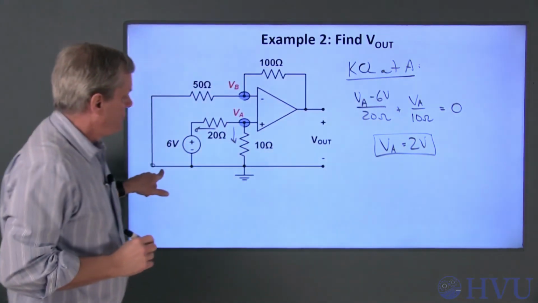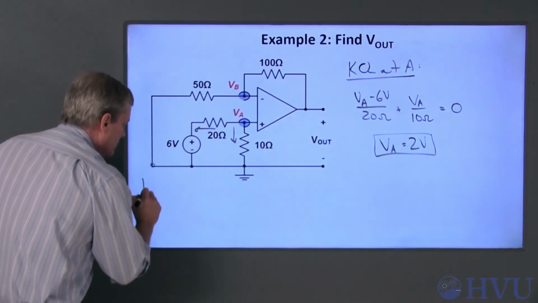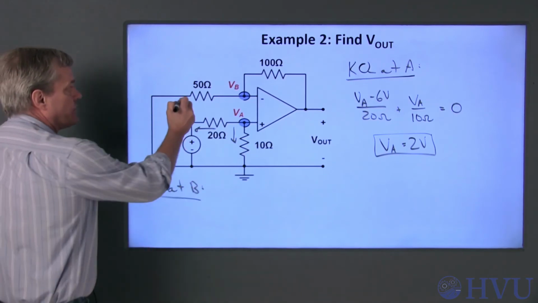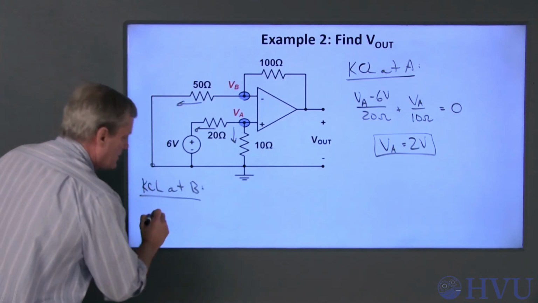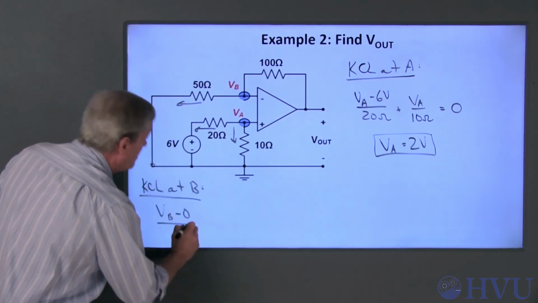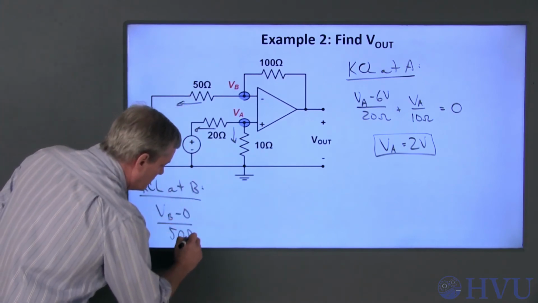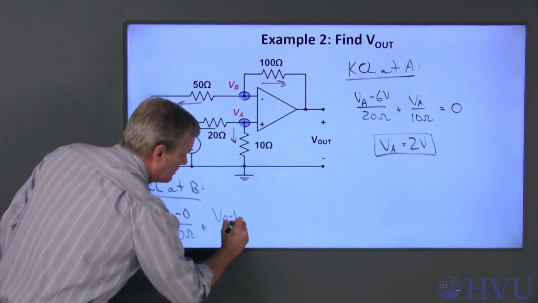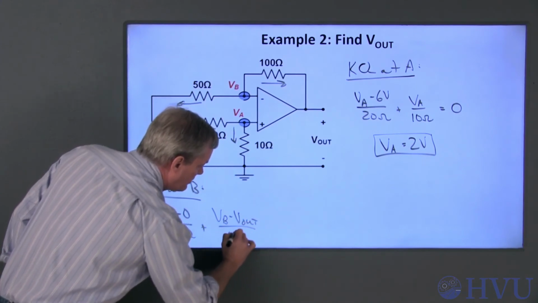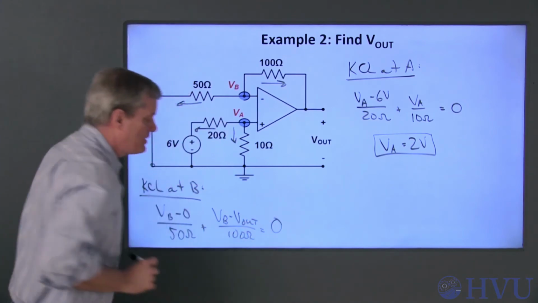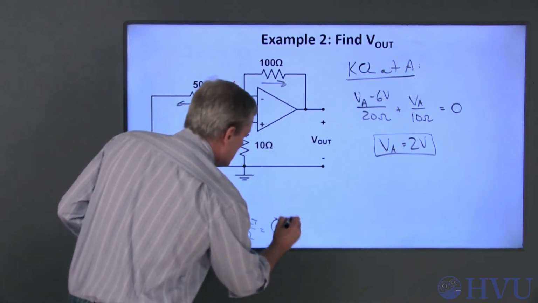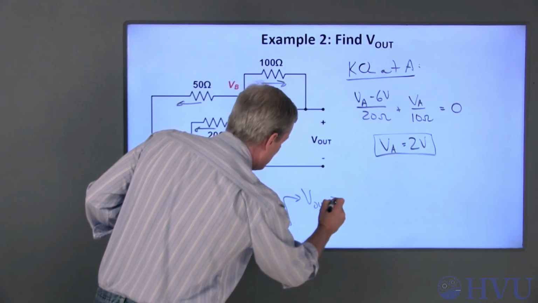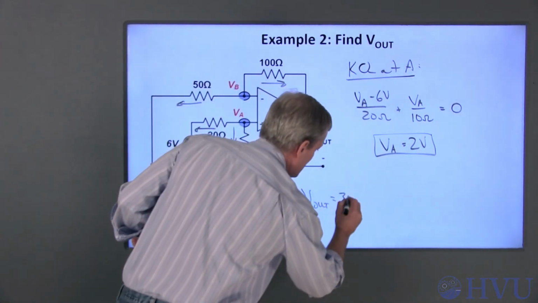Now do KCL at B up here. So this current, which is VB minus 0 over 50 ohms, plus this current, which is VB minus V out over 100 ohms, is equal to 0. If I do the algebra here, that tells me that V out is equal to 3 times VB.